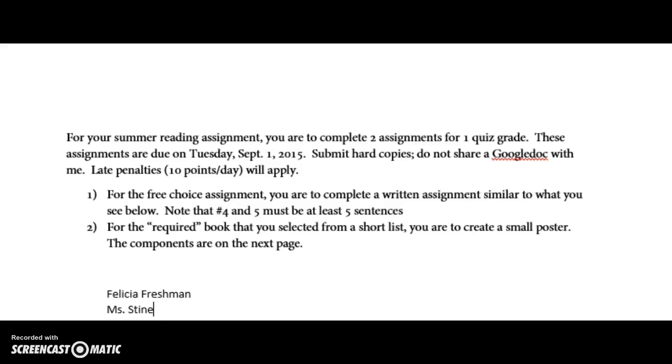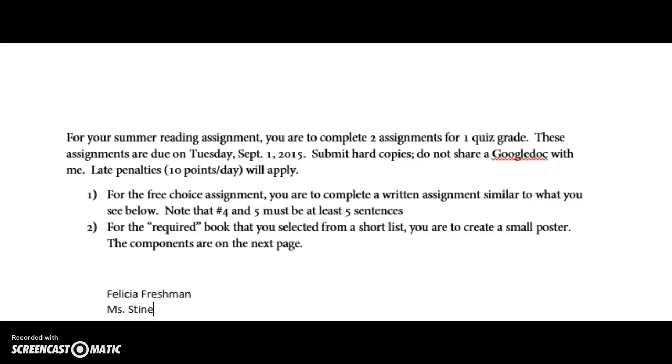Hi, it's Miss Stein, and I have some information on your summer reading assignment. What you're looking at is the handout that I gave you in class, but there's a couple changes. I cut and pasted some things, and I just want to go over them as well as giving you some pointers on what to do for your own poster when it's due on September 1st.